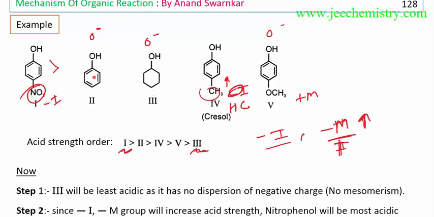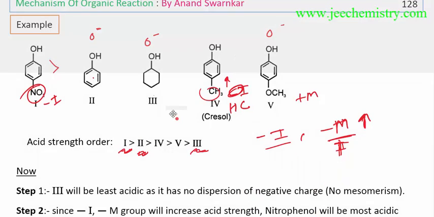Now we have to compare these three compounds. This compound has hyperconjugation, this compound has plus M effect, so it will be less acidic than our second compound. So the second compound will come in the second position. The first and second positions.